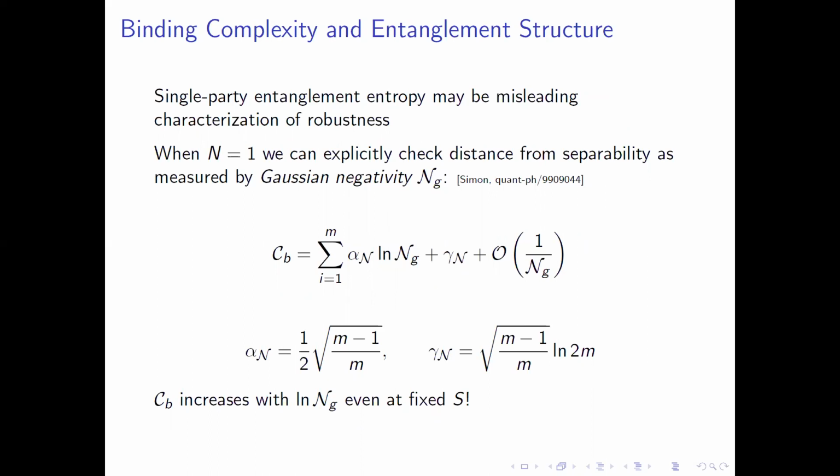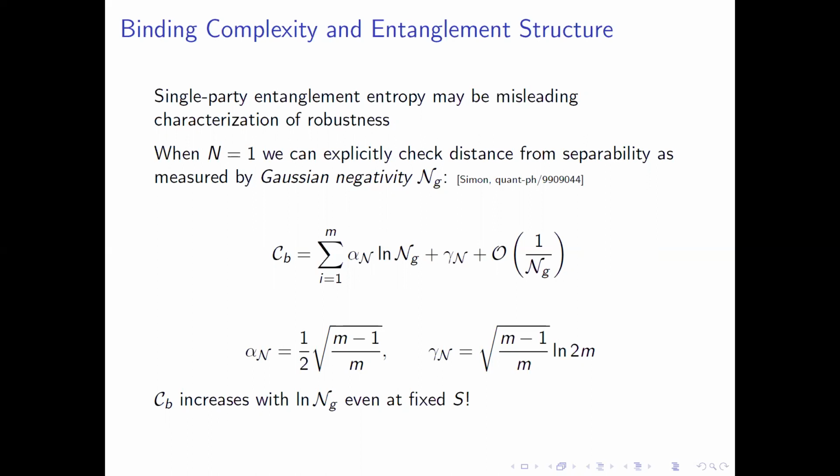When we have just one oscillator in each grouping, n equals 1, we can explicitly check how far the state is from separability, as measured by the so-called Gaussian negativity, which was proposed by Simon in this paper, although not under that name. And this is derived from the Peres-Horodecki partial transpose criterion for separability. Computing the Gaussian negativity that Simon provides us, we find that actually it's controlled by this same parameter that fixes the binding complexity and the entanglement entropy.